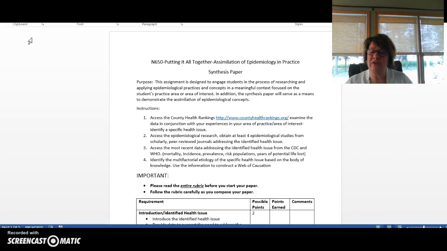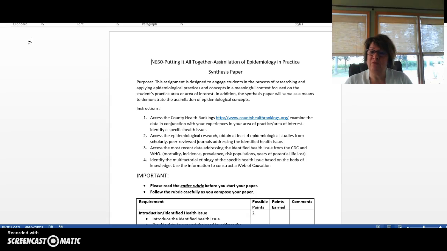So what you're going to do is actually focus in on an area that is of interest to you, whether it would be something of interest in your professional life or if it's something that's really pertinent to your practice, and maybe it could be both as well. So what we're going to do is start out by accessing the county health rankings, and the link is included in the rubric.